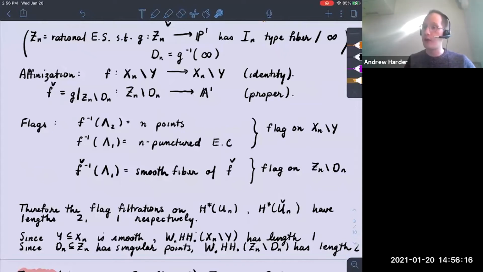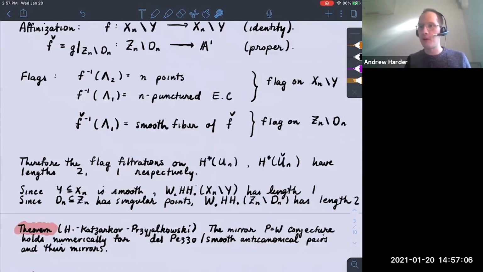And then on the other side, we can look at the length of the weight filtrations on the corresponding objects. So the weight filtration on Hochschild homology of X_n minus Y is length 1 because what I'm doing is removing just a smooth divisor. So this is determined by a single residue map. And the weight filtration on the cohomology of the complement of D_n in Z_n is going to have length 2 because it's going to be determined by 2 residue maps. So you see, just at this very coarse level, that the length of the weight filtrations agrees with the corresponding length of the perverse Leray filtration. And you also notice that in this case, I'm not treating this as an asymmetric thing. I'm treating both of these things as living on the A side and the B side, not at the same time, but in alternating fashion.